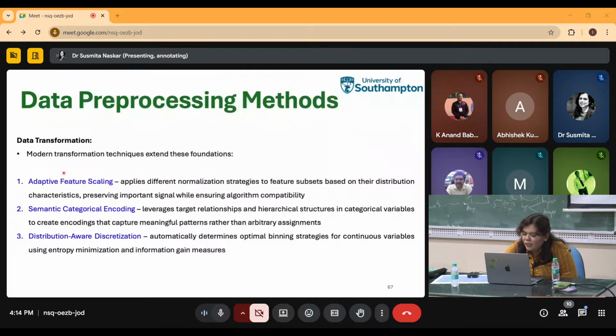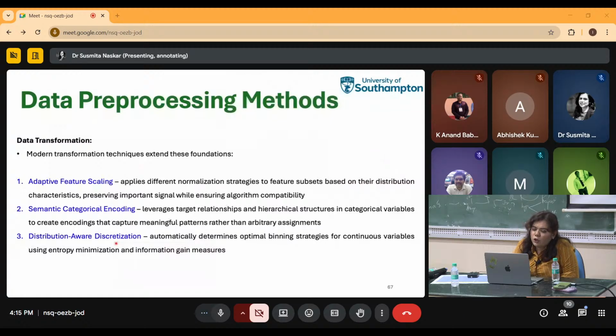Whereas for semantic categorical encoding, traditional encoding methods like one-hot can be arbitrary. So this kind of encoding instead leverages the relationships, that means it tries to use the meaning in the categorical data. And another important one, the last one, is distribution-aware discretization. Rather than fixing the binning, this approach automatically determines the optimal bins for continuous variables using an entropy-minimization-based approach. This leads to more informative, and less biased feature representations.